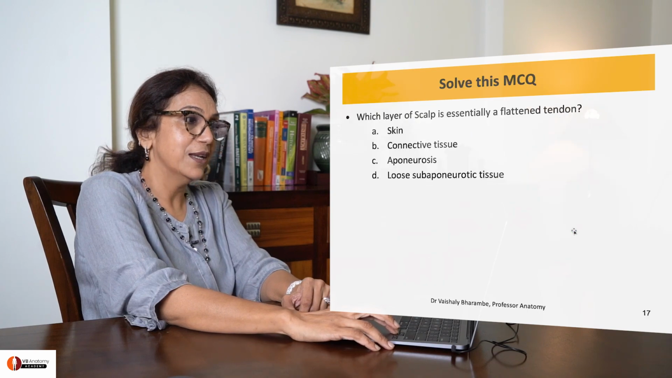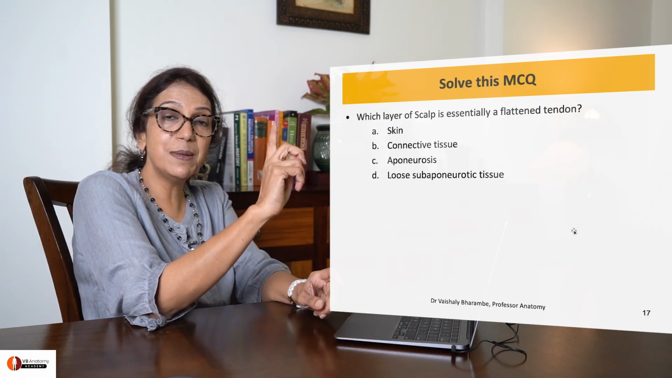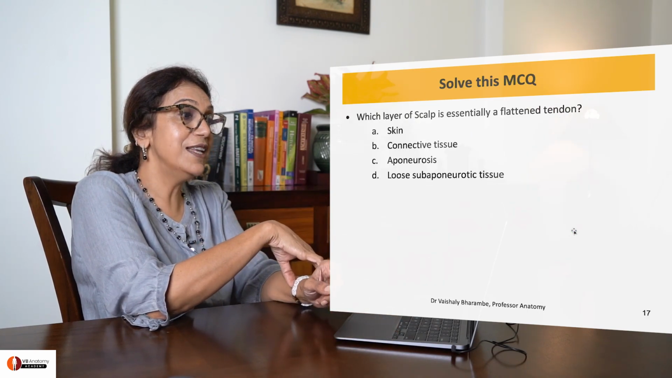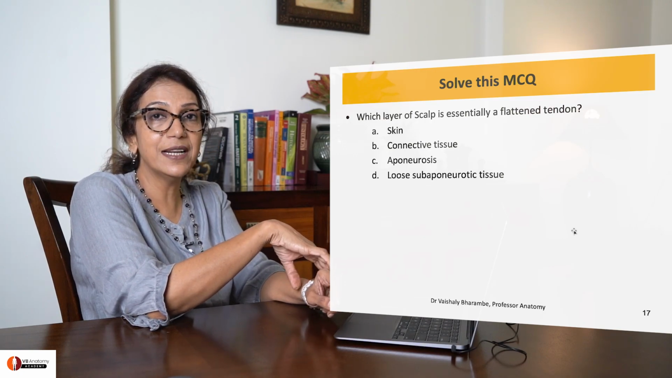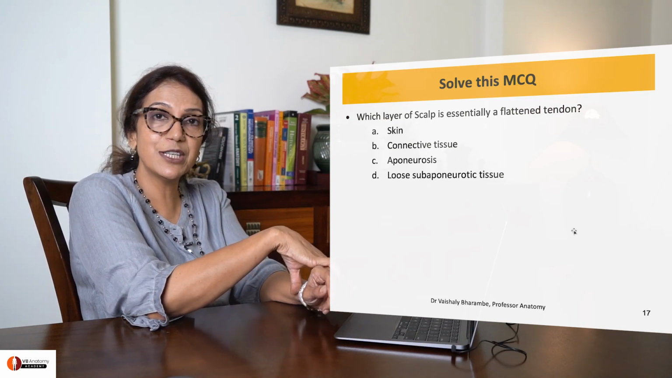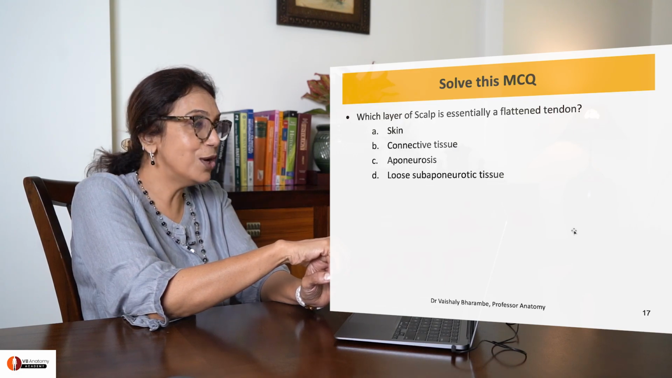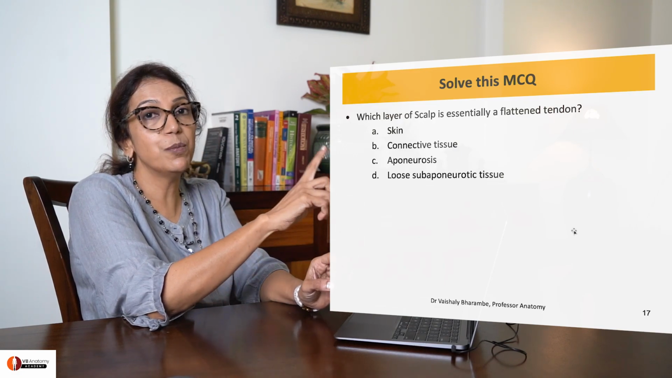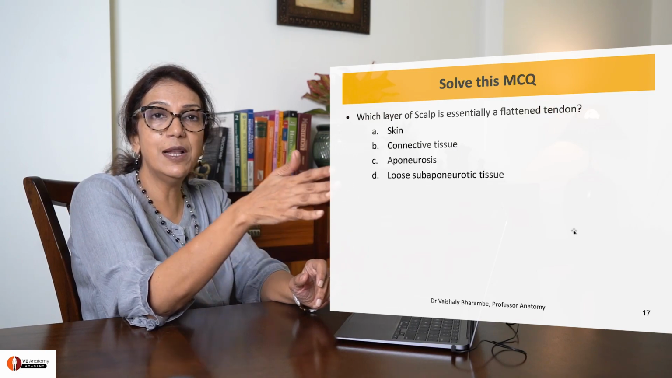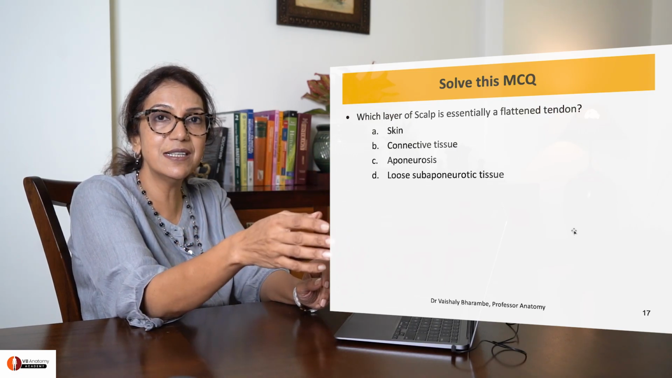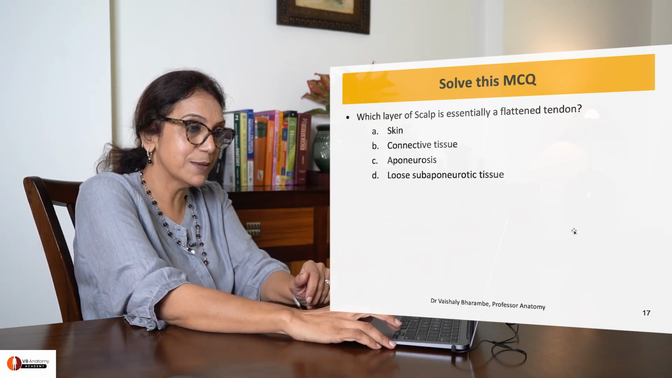Okay? Right. So let's come back to our MCQ with which we started. Which layer of scalp is essentially a flattened tendon? Now can you tell me which is the flattened tendon? Of course, it's the layer of aponeurosis, option C. So knowledge will help you solve MCQs way faster and with way more confidence.